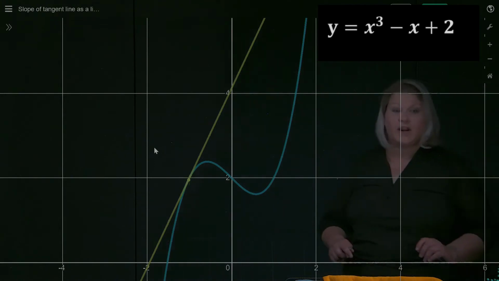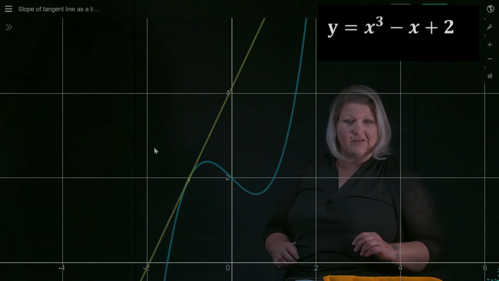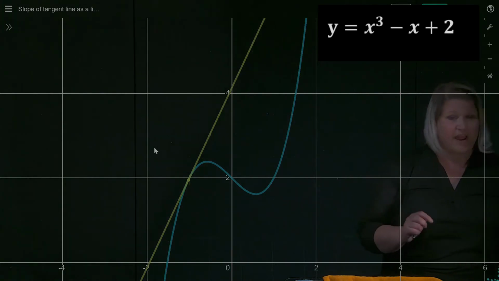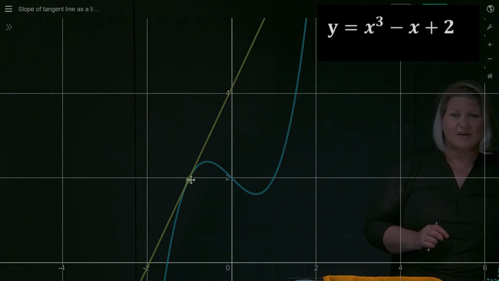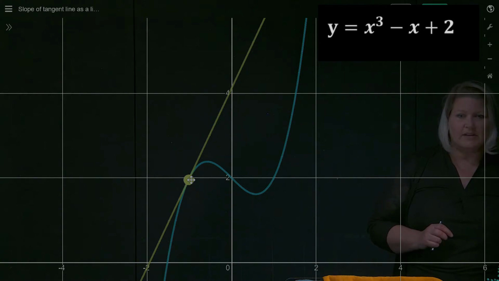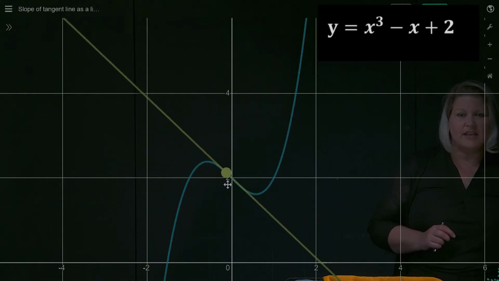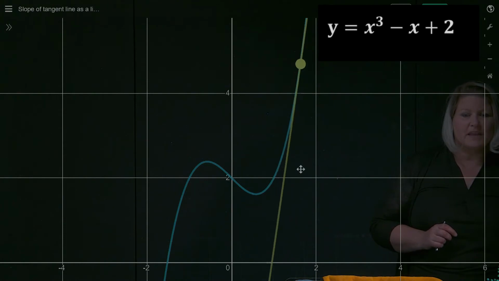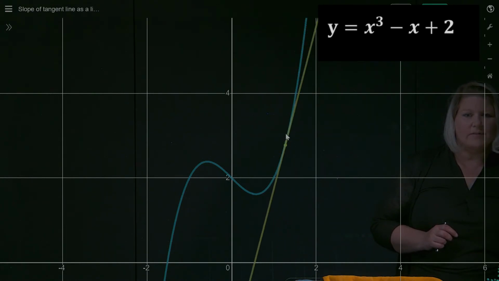Okay, what I'm going to show you now is what the tangent line would look like at any point on this graph. So what I'm going to do is drag this point. Here's my function, x cubed minus x plus 2. And here are all the tangent lines at all the different points on this graph.